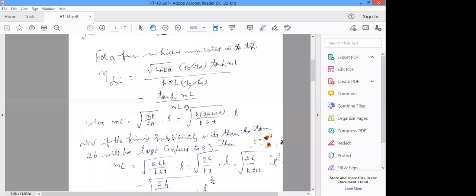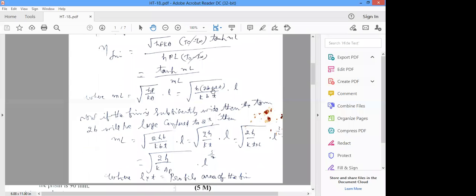where ML is equal to root HPKA, M, L into L, this is L only. That is equal to root H into perimeter for a rectangular pin. How do you calculate perimeter? 2B plus 2T, divided by K into cross section area B into T, into length of the pin. Now, if the pin is sufficiently wide, then 2B will be large compared to 2T. If B is very large compared to 2T, then 2T can be neglected.